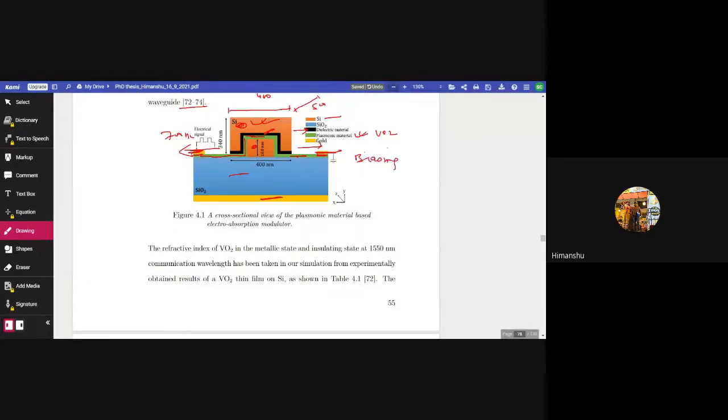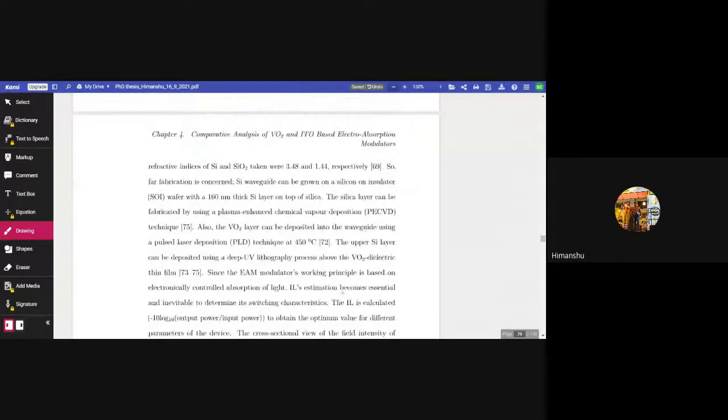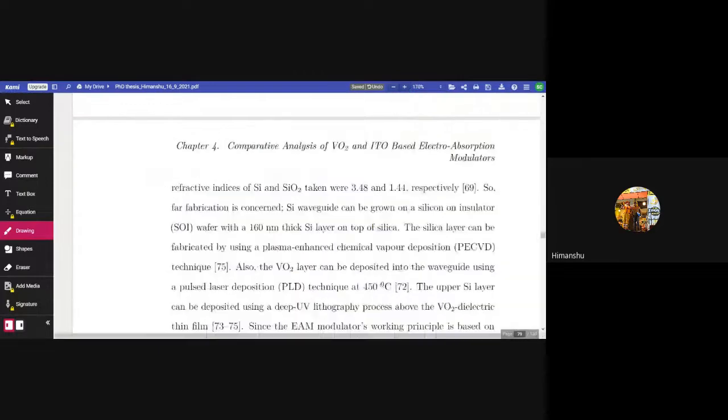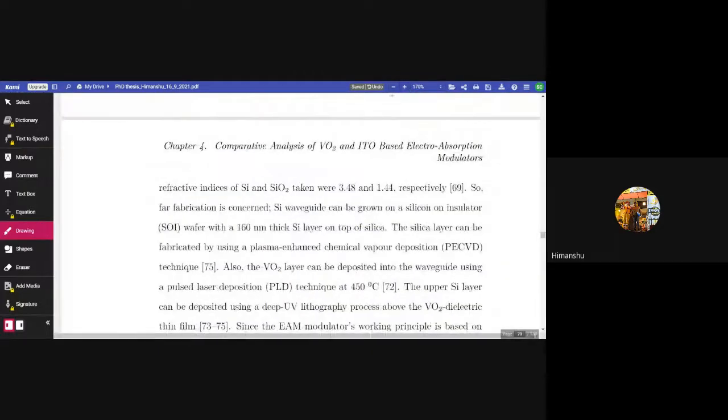The refractive index of VO2 in the metallic state and insulating state at 1550 nanometer communication wavelength has been taken in our simulation from experimentally obtained results of VO2 thin film on Si, as shown in table 4.1, reference 72. The refractive indices of silicon and silicon dioxide taken were 3.48 and 1.44 respectively, reference 69.